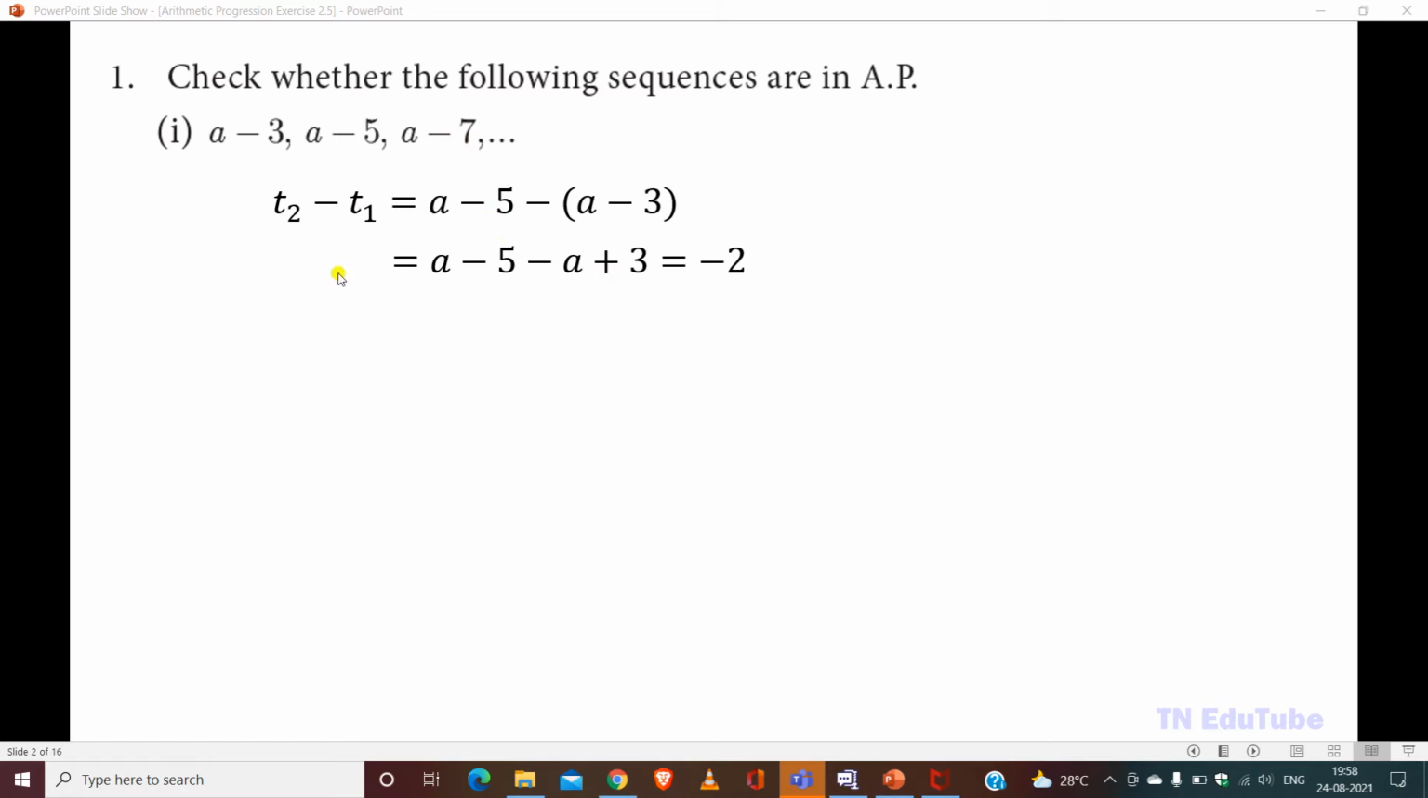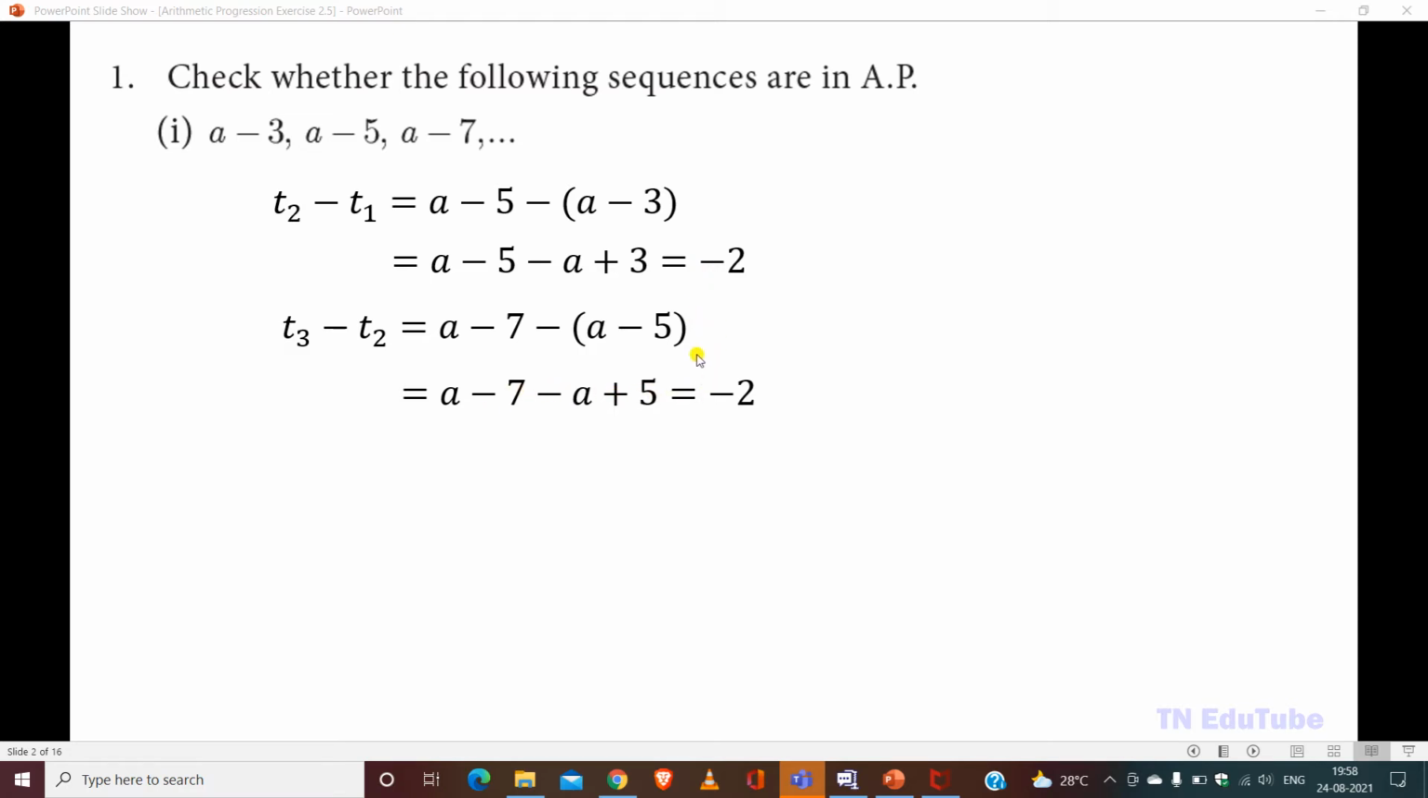Similarly, you have to find T3 minus T2. T3 is A minus 7, minus (A minus 5). When you are removing the bracket, multiply inside with the minus sign. So you get minus A plus 5. A and minus A get cancelled. Minus 7 plus 5, you get minus 2.